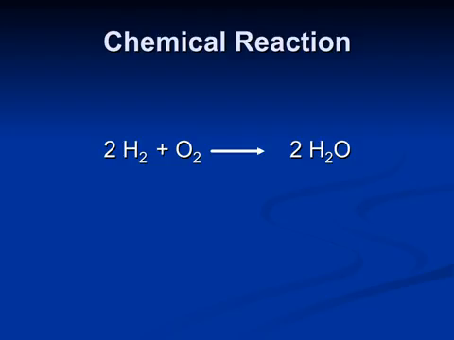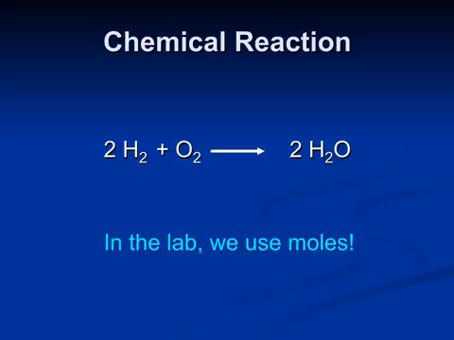But if we were to try this reaction out in a lab, how would we know the exact amount of reactants to add for the reactions to occur properly? We would need a really tiny pair of tweezers to count out atoms and molecules. Luckily, we don't have to do that. Let's look at this equation. Hydrogen and oxygen combine to form water. But how much hydrogen and oxygen do we use? Well, in a lab, we use moles.